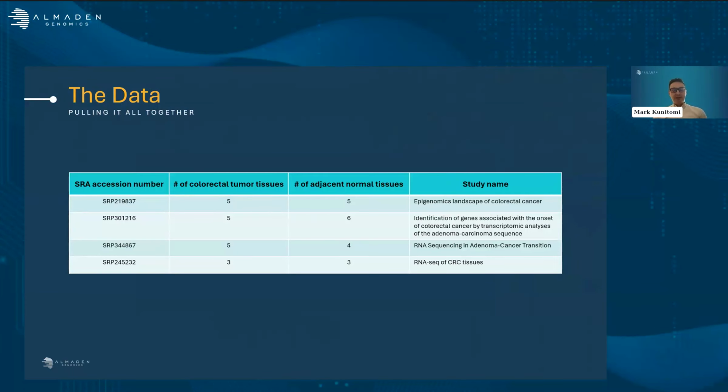One of the beauties of being able to bring together multiple different data sets that come from different labs is, first off, it's going to enhance your statistical power. The more samples that you have, the more confidence you can have in the genes that you find that are upregulated and downregulated, or pathways, et cetera.